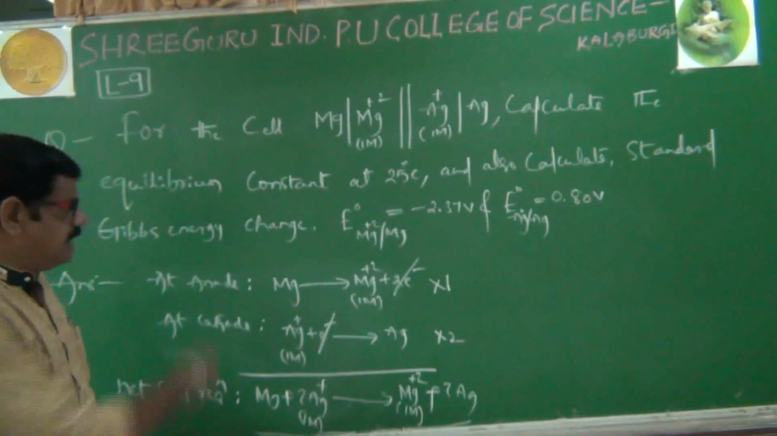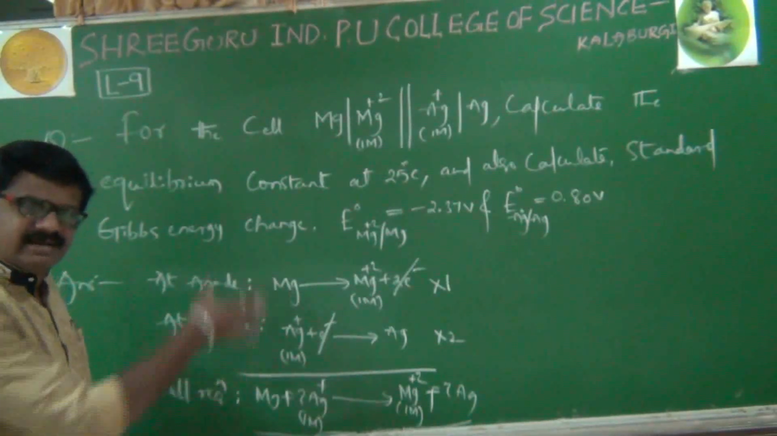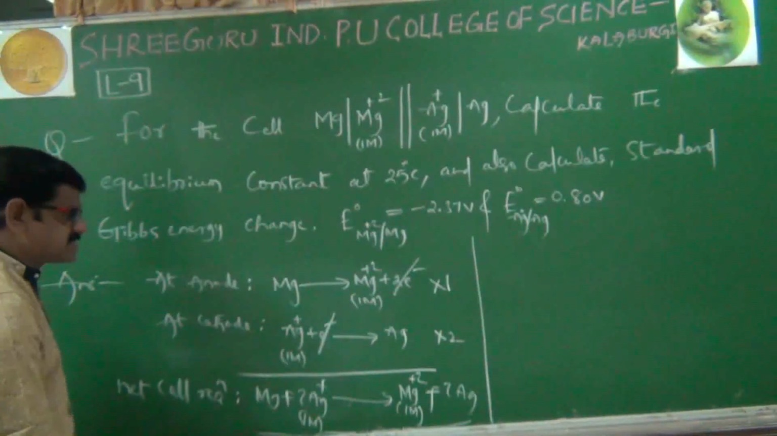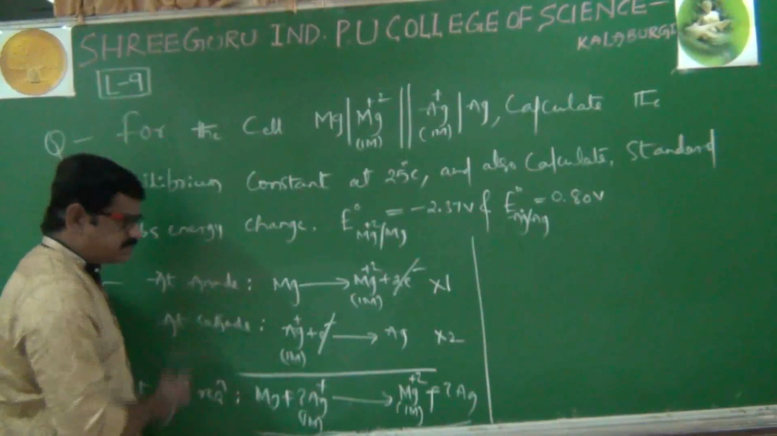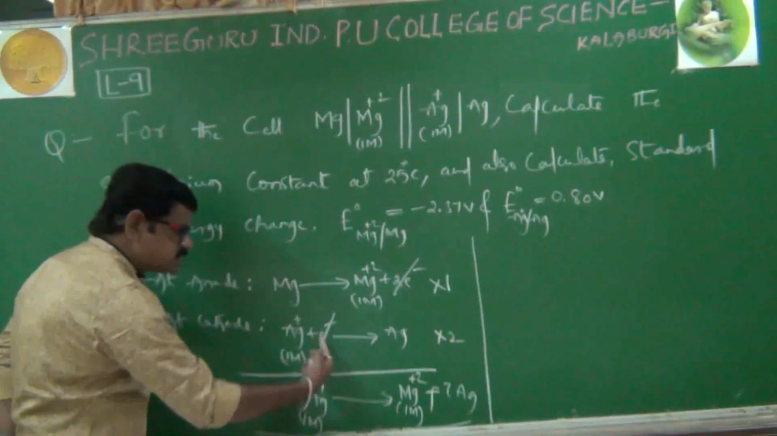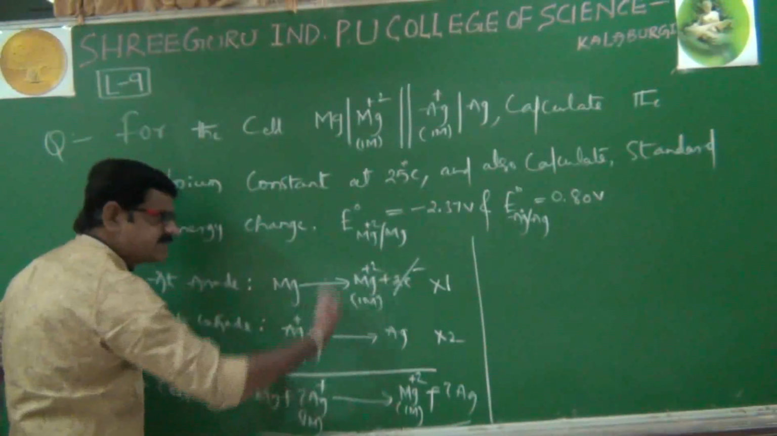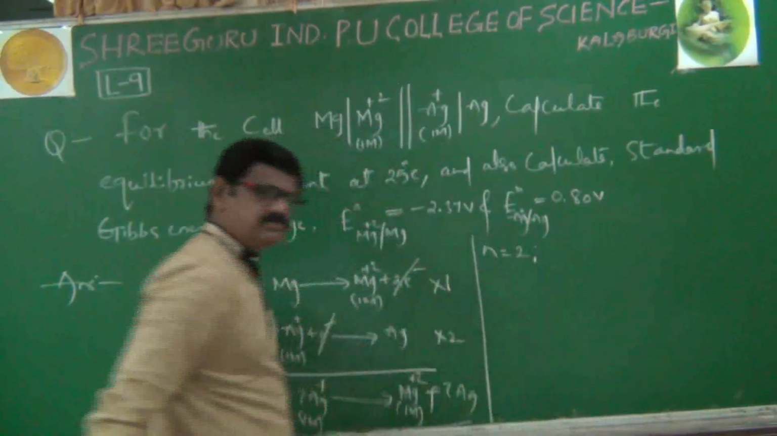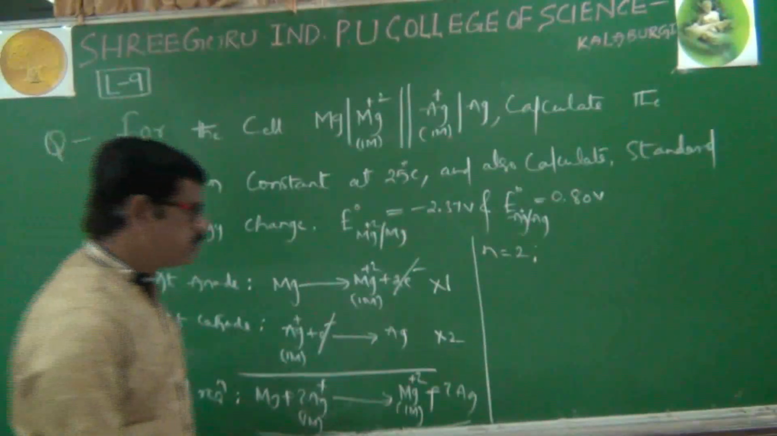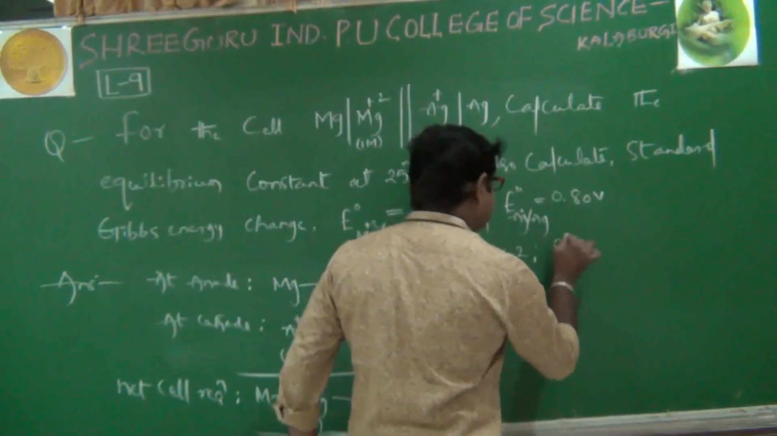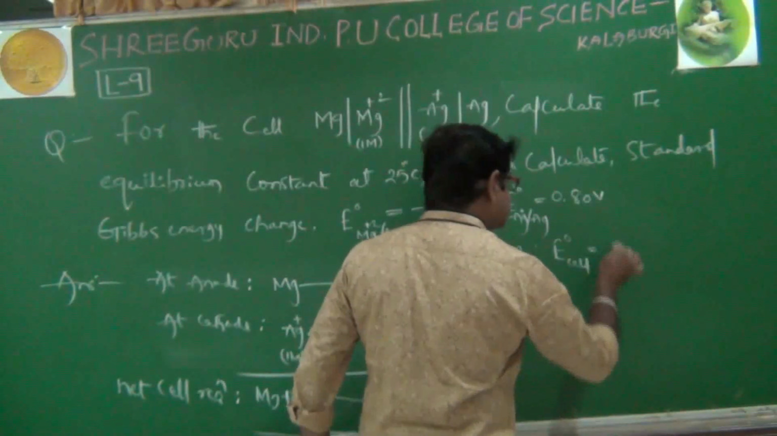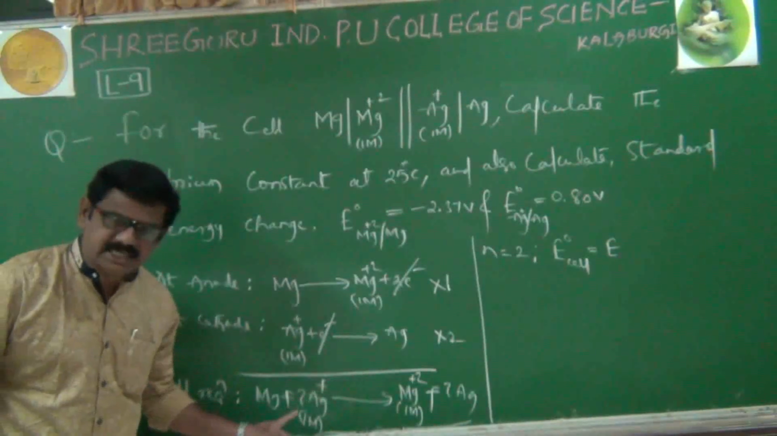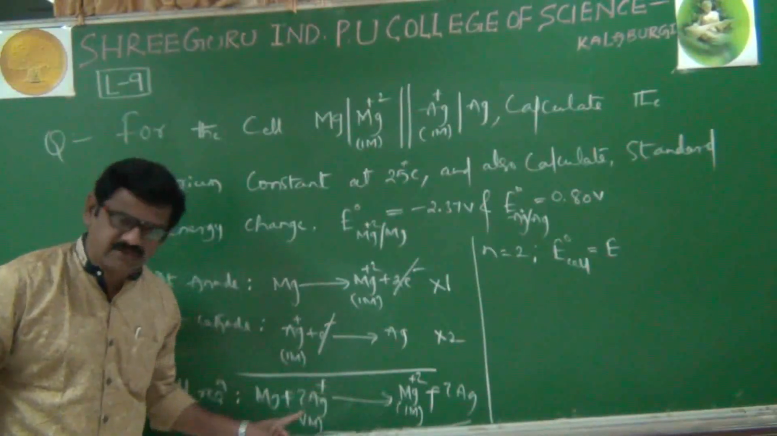Now we'll collect the relevant data from the given question. First we'll identify the n value. Very simple. Here are 2 electrons, here also 2 electrons. On both sides we have cancelled 2 electrons. Therefore n value is 2. One more value we have to collect, that is the E naught cell value. E naught cell is equal to, why? Because both concentrations are the same, that is, 1 molar.